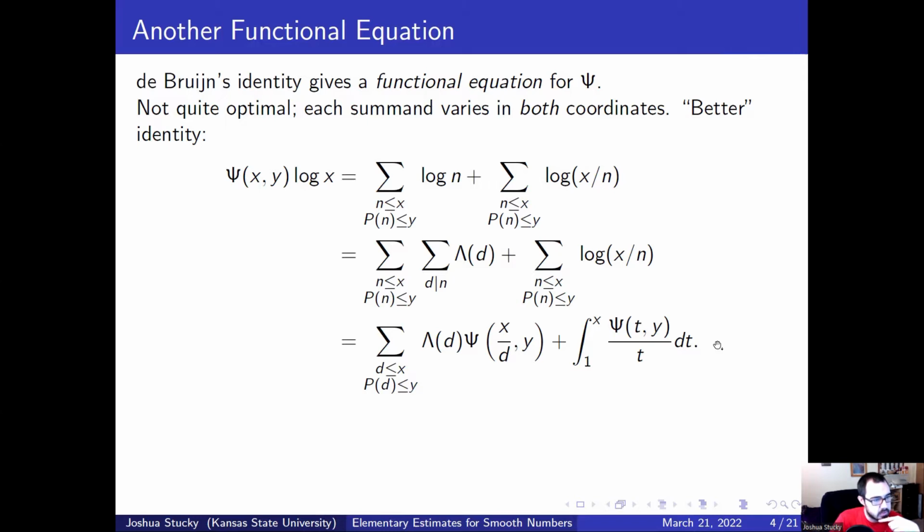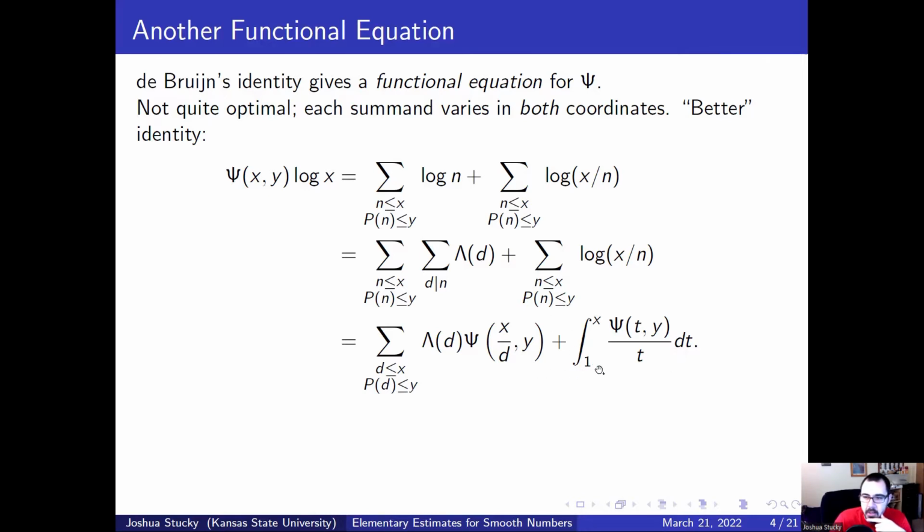And this, notice, if I divide through by log x, gives me a functional equation, a little bit more complicated perhaps, for the counting function, which only varies in the first parameter. Y is fixed in all 3 places. And that's a really convenient thing.